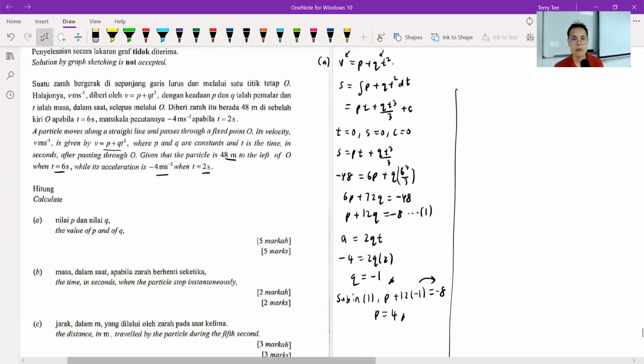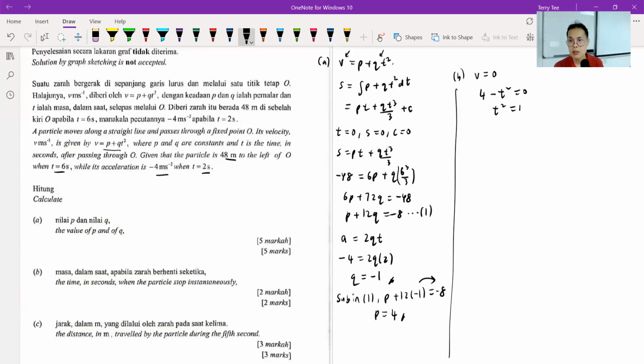Now next, find the time when the particle stops instantaneously. Particles stop instantaneously when v is 0. So we know our v already. My v is p, which is 4, q is negative 1, times t squared, you let it be 0. You can bring the t squared over, square root it, t is 2. You don't have to put plus minus because time t is always more than 0.